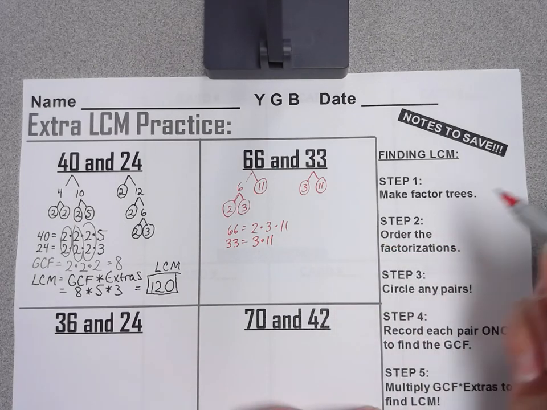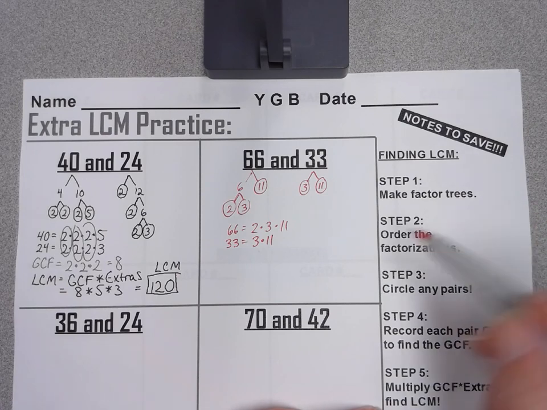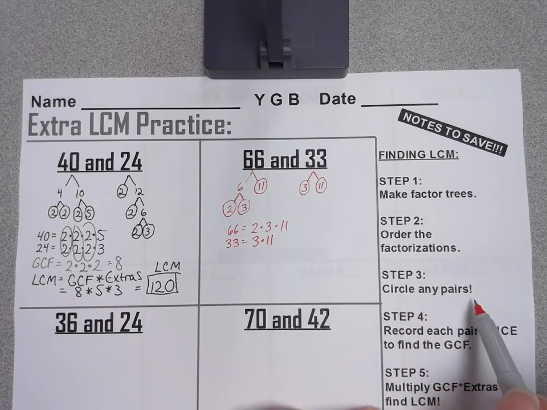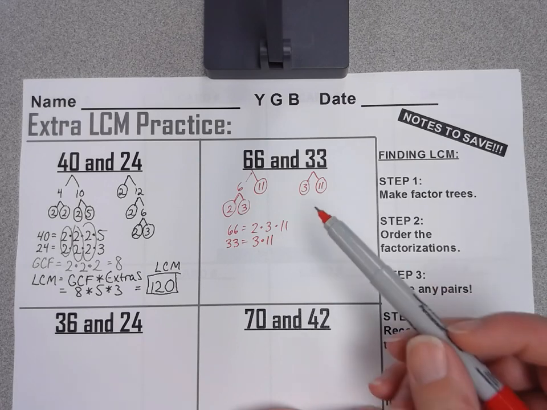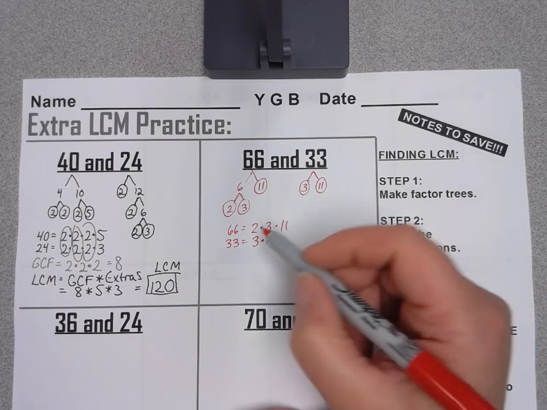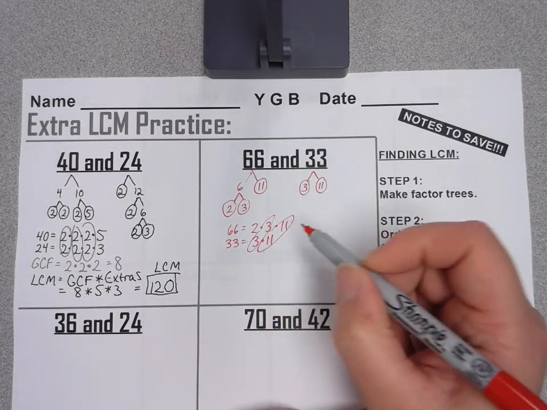Well, step 1, our trees are done. Step 2, order the factorizations. Oh, I already kind of did that. With all good trees, we chop them down, or at least line them up. Step 3 says circle any pairs. Remember, that means any factor from the factorizations that match. So 33 and 66 both share a 3. 11 is also in both of their factorizations.